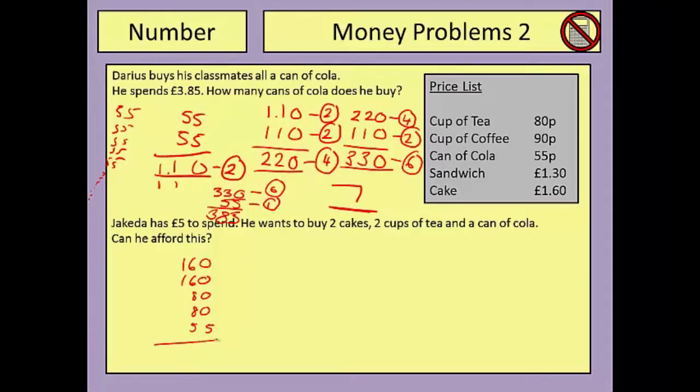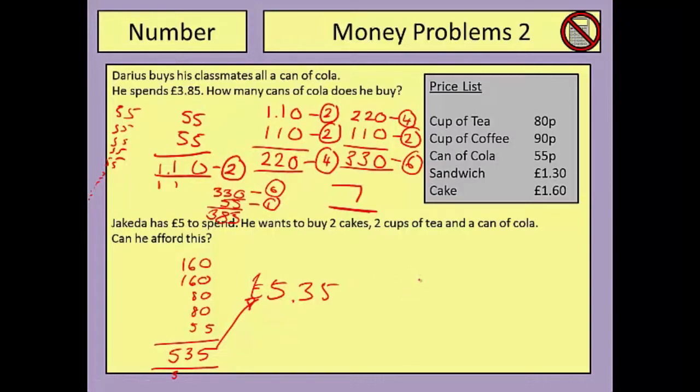What's important is that I try and keep this as lined up as I can. So 0 add 0 add 0 add 0 add 5 is 5 down there. 6 add 6 add 8 add 8 add 5 is 33, and 1 add 1 is 2, plus the 3 down here is 5, giving me a grand total of 535 pence. Now remember, I need to turn this into pounds, so it's £5.35.